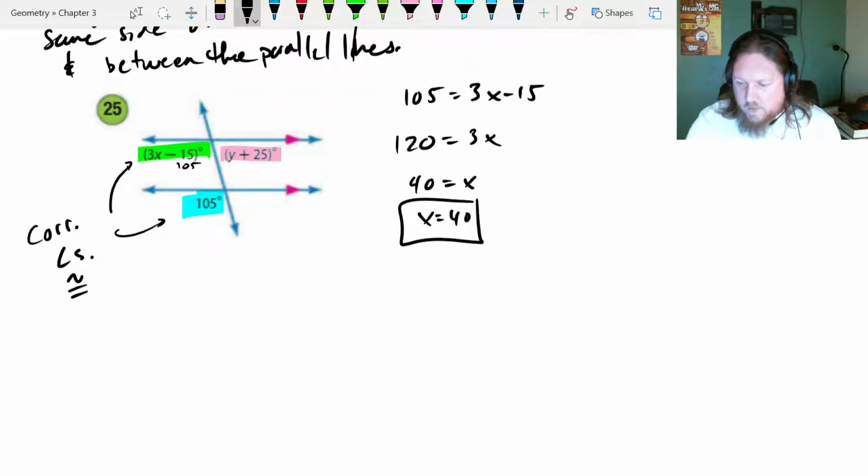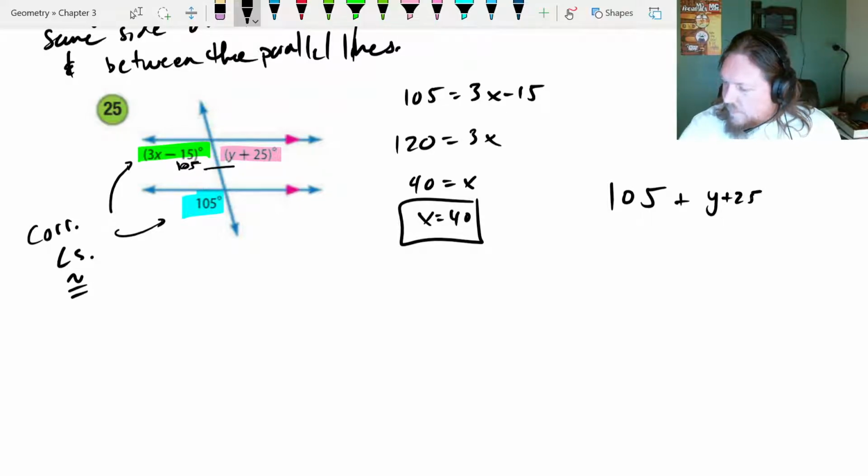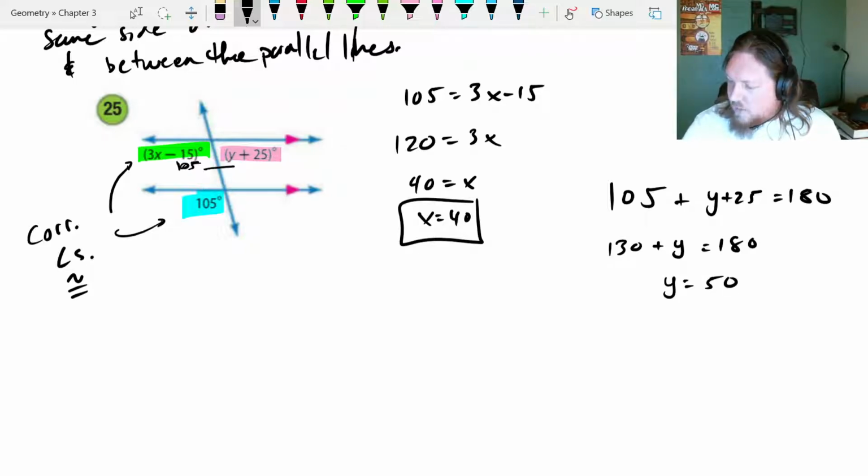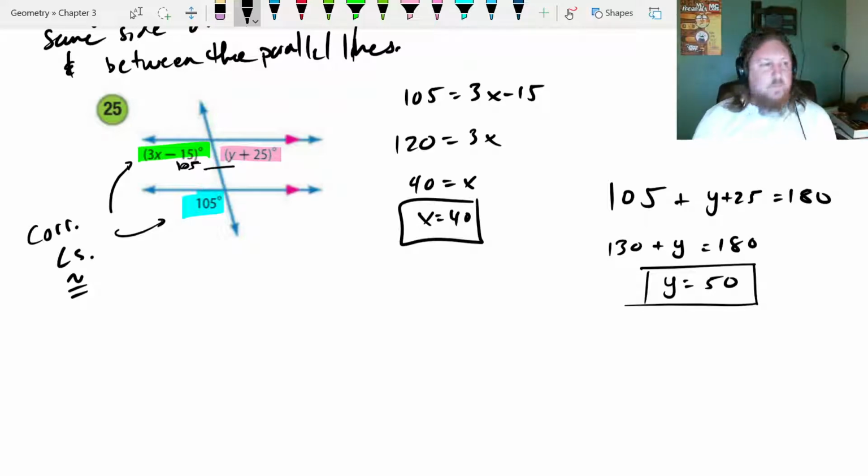So now I know this angle here is 105, and now I have a linear pair, two angles making a straight line. So those two angles should add up to be 180. So 105 plus the other angle, y plus 25, should add up to be 180. 130 plus y equals 180. Subtract 130 from both sides, and you get y equals 50. And that's all you need to do.